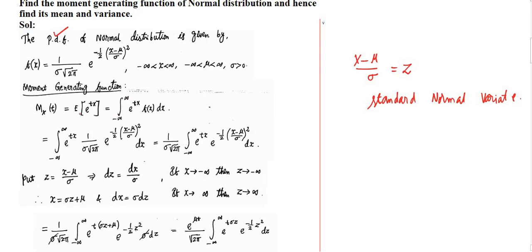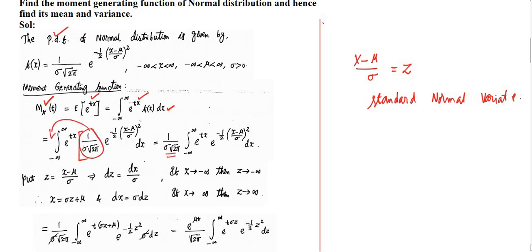As usual, the formula for moment generating function is Mx of t is equal to expectation of e power tx, that is integral minus infinity to plus infinity e power tx into f of x dx. I am replacing the f of x value here, which is 1 by sigma root 2 pi e power minus 1 by 2 into x minus mu divided by sigma whole square. Here, this 1 by sigma root 2 pi is constant. You can take it common here.